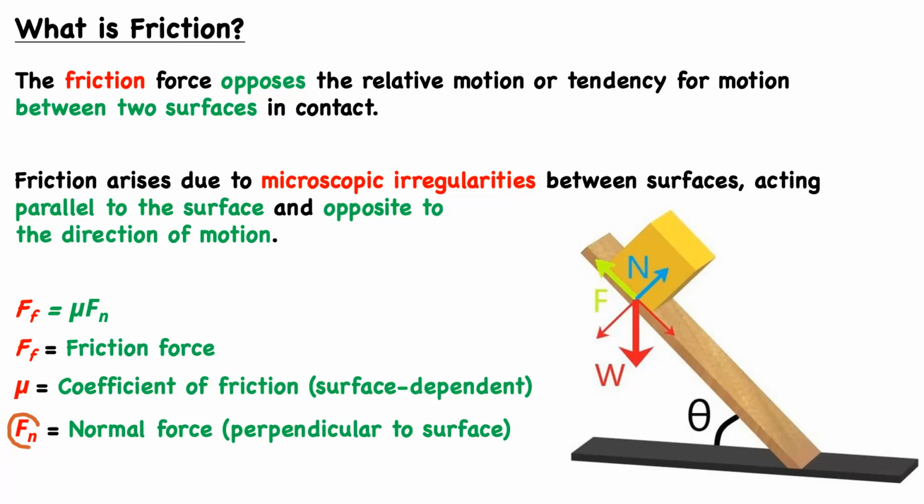Now the normal force is the force that acts perpendicular to the surface. So again, we can return to our illustration here, where we can see the normal force, again, acting perpendicular to the surface. Now this is the force that essentially opposes the weight of the object. So if we have a larger weight, we're going to have a larger normal force.